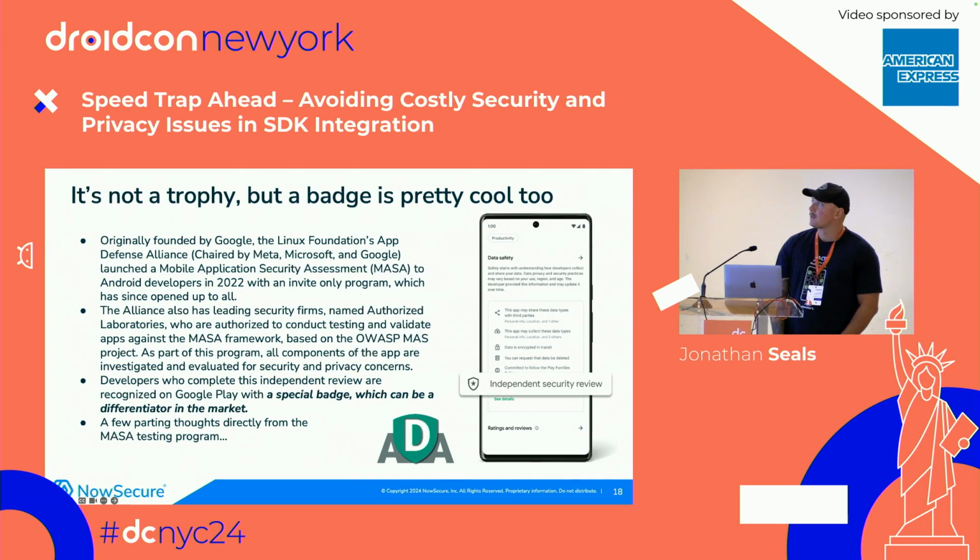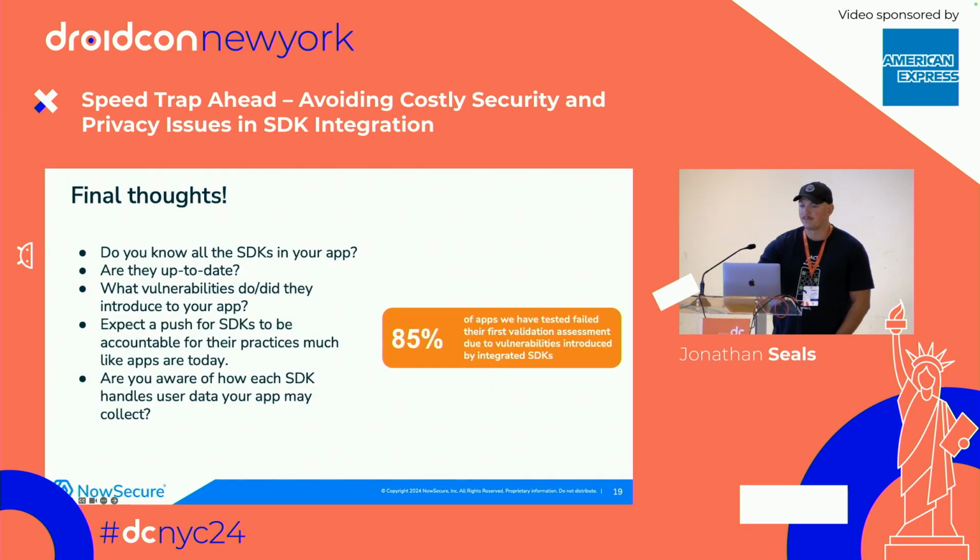Not to go too far into this, but Google has started a foundation with Meta under the Linux Foundation called the App Defense Alliance. Their sole focus is bringing security to the Google Play Store. They're trying to make it a safer place. One of the ways they're doing this is by taking OWASP's level 1 compliance standards and putting them into an assessment called the Mobile Application Security Assessment. A little perk is that if you do it, you get an independent security review. It lets customers know that, hey, you're taking the extra step to secure your app.